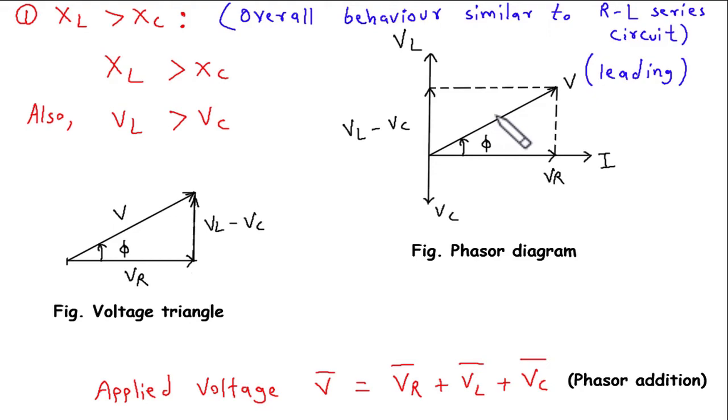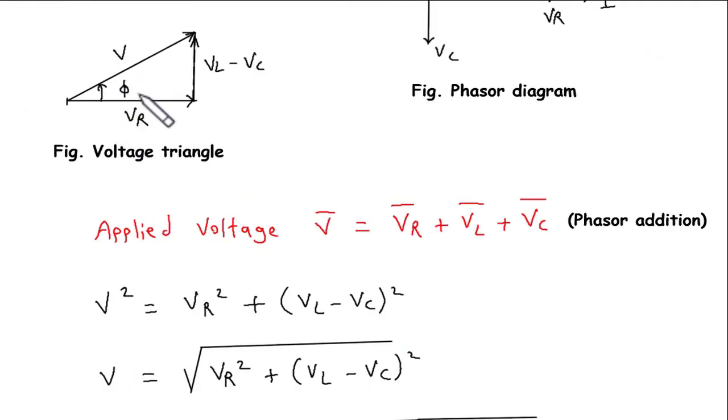Now from this phasor diagram we can draw the voltage triangle. So this will be V as it is. This will be angle phi, so phi as it is. Now this will be equal to this value. So this is VL minus VC. We have taken VL minus VC because VL is greater than VC. Now this is VR, so VR as it is. So this will be our voltage triangle. Now applied voltage, this will be the phasor addition. So V is equal to VR plus VL plus VC.